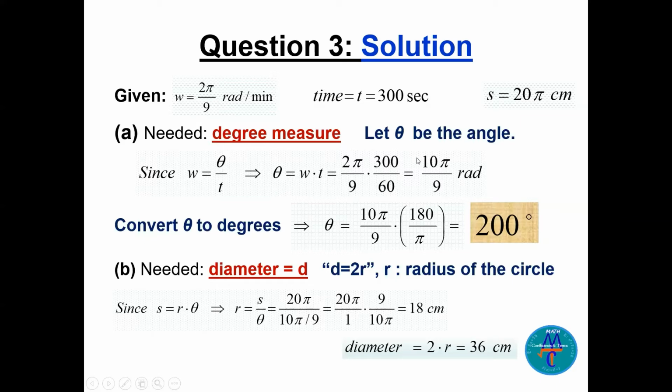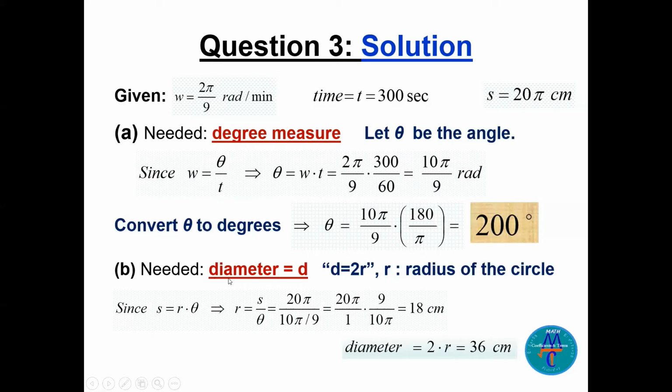So when you multiply 10 pi over 9 radians, this is the angle. Now we have to convert that to degrees. So we multiply that by 180 over pi. It will be 200 degrees.